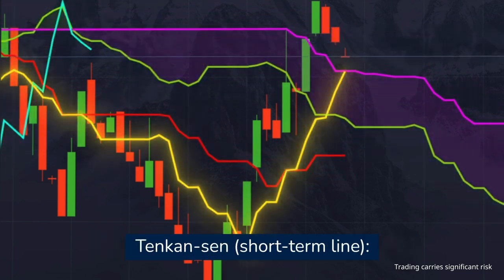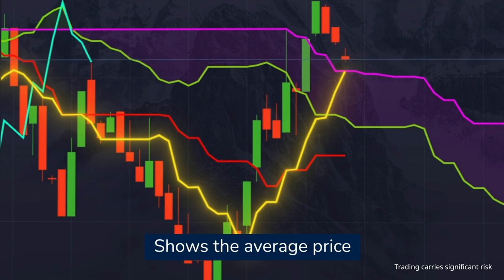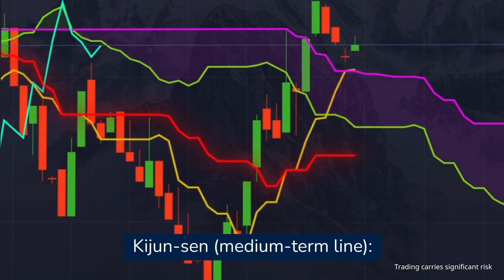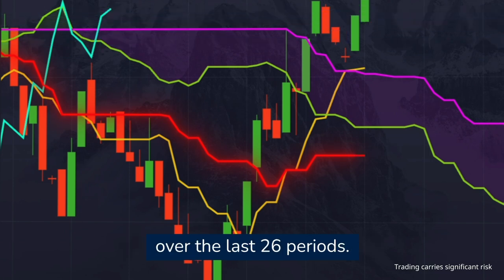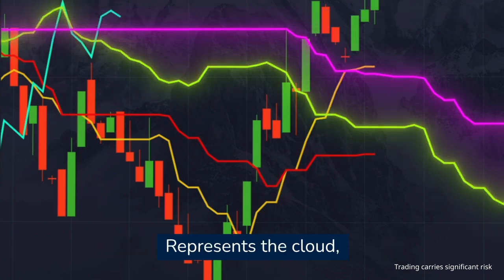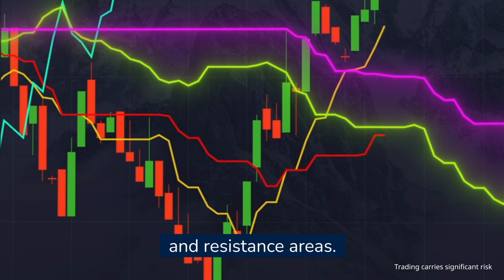Tenkan Sen, the short-term line, shows the average price over the last 9 periods. Kijun Sen, the medium-term line, shows the average price over the last 26 periods. Senkou Span B, the cloud boundaries, represents the cloud, indicating potential support and resistance areas.